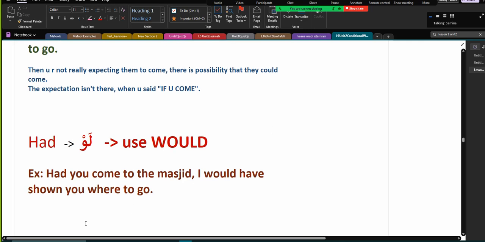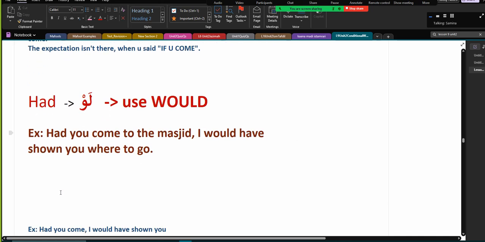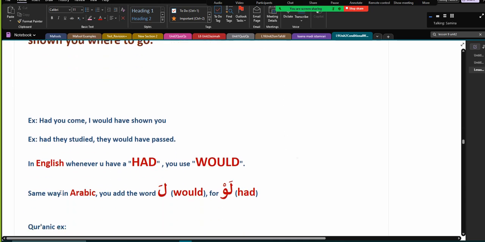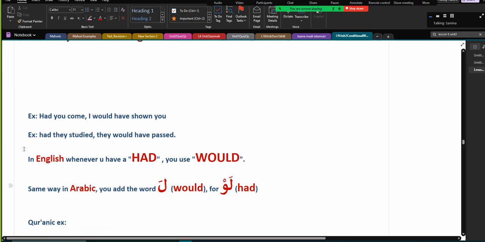And law is like had you come to the masjid, I would have shown you where to go, right? So here you're using would. Had you come, I would have shown you, right? Or had they studied, they would have passed. So in English, whenever you have a had, you use would. Same way in Arabic, you add the word lam with a fatha, la, that is would, for law. So whenever you have law in the ayah, after a few words, you will find a lam with a fatha. Okay? Is it clear, everyone?